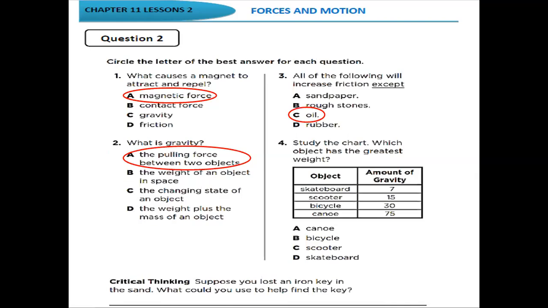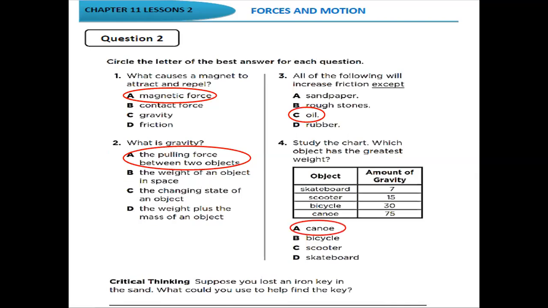Number 4, study the chart. Here is a chart of gravity. Which object has the greatest weight? The skateboard's amount of gravity is 7, scooter 15, bicycle 30, canoe 75. So which one has the greatest weight? Yes, letter A, the canoe.